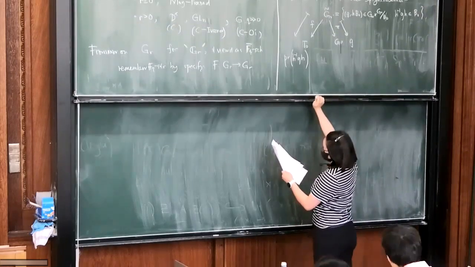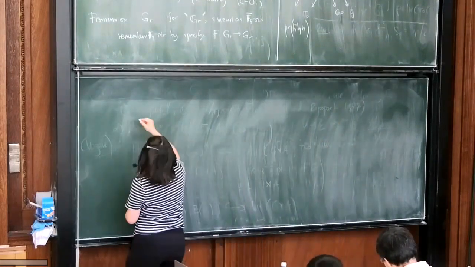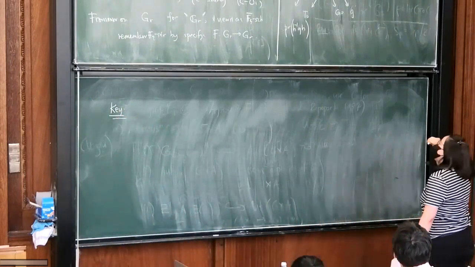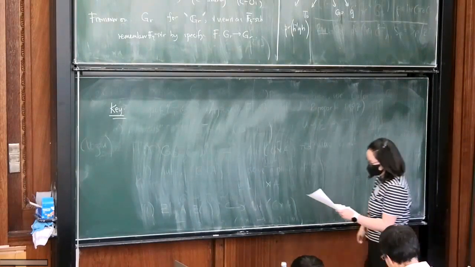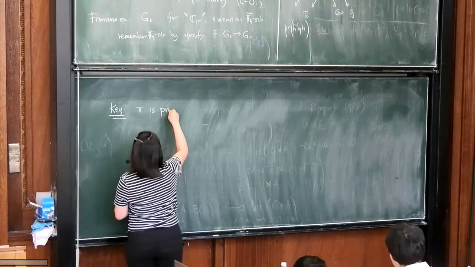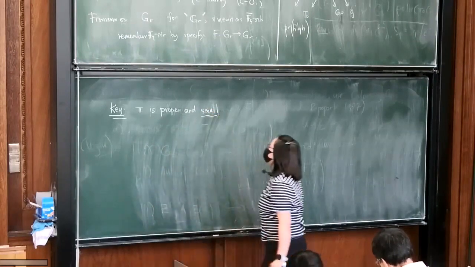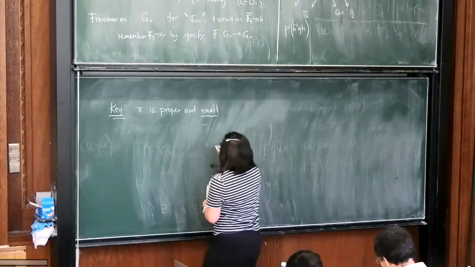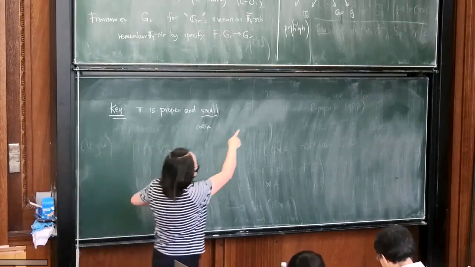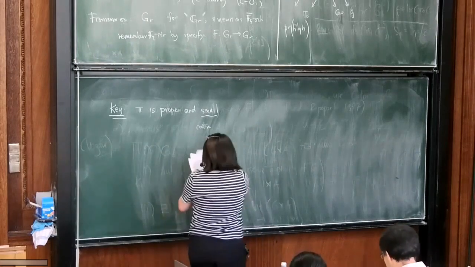Why does considering such a thing generate for us a bunch of perverse sheaves? Well, the key is that this map pi is proper and small. I don't need to define proper, but I'll tell you what small means. Small means basically that the locus of things in G0 where the fiber is large, that locus is not too large. So I'll write down.